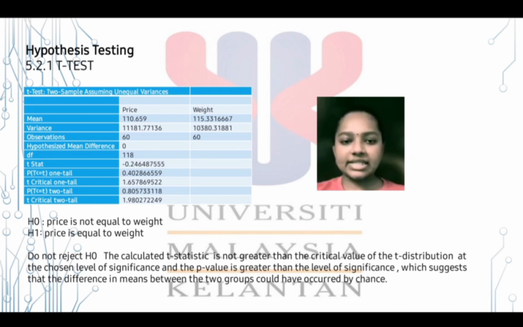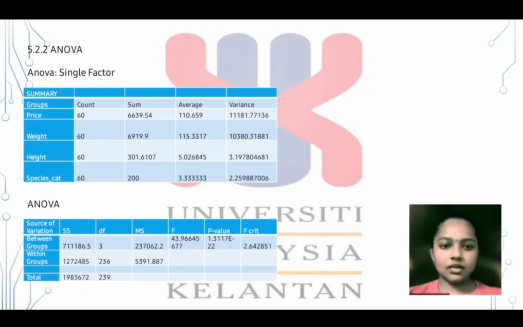After running the analysis, we found that the calculated t statistic is 0.246487555 and the p-value is 0.805733118, which is greater than the level of significance, which is 0.05. This suggests that the difference in means between the two groups could have occurred by chance, and we cannot reject the null hypothesis.